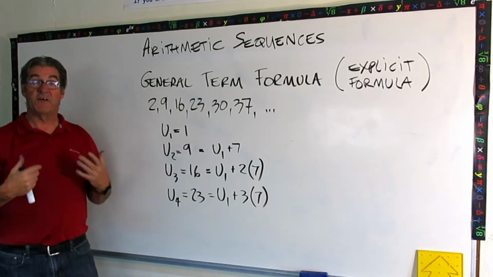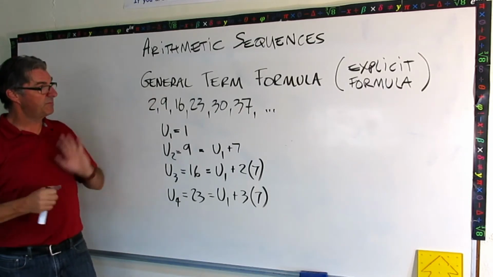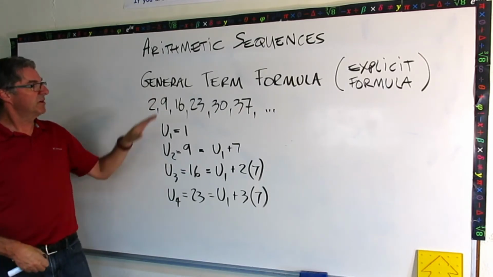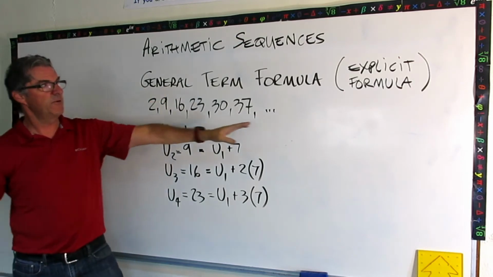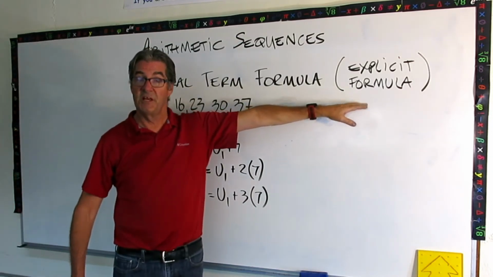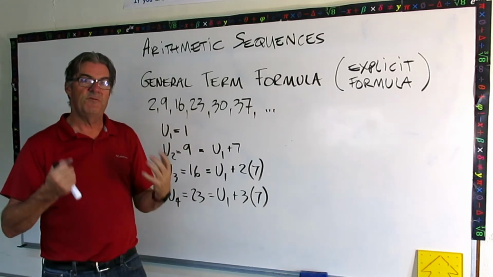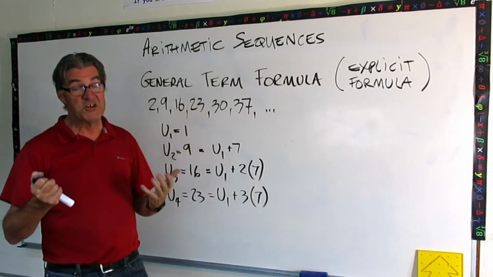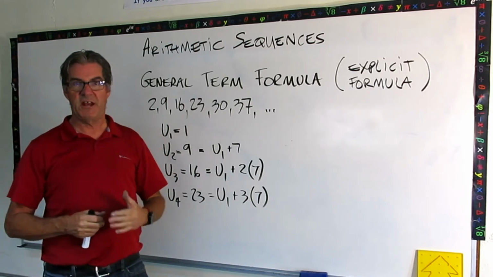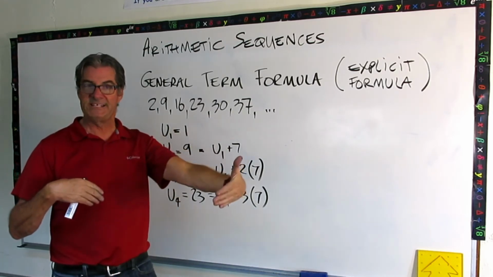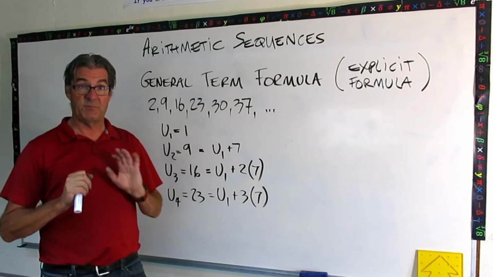Okay, let's look at a formula for this particular type of sequence. We're going to call this the general term formula, but another word for it is the explicit formula. And if you remember, the explicit formula is super useful because it lets you find, say, the 500th term of a sequence without having to calculate the first 499. So that's a powerful formula.